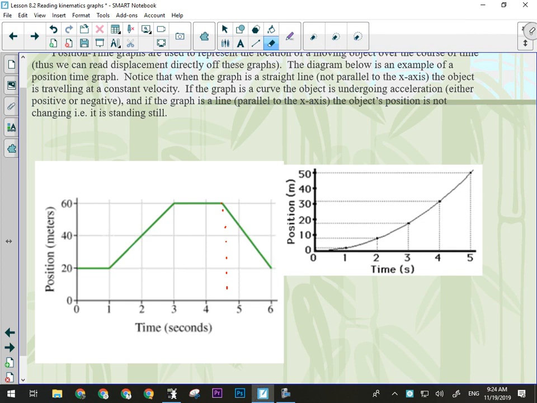What's the overall displacement of this object? 0. How do we know that? Right. Its initial position and its final position are the same. Okay, so that means it went forward, but then it came backward, and it ended up where it started, so its total displacement is 0. How far did it go?